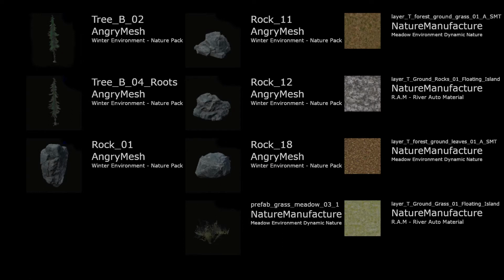Okay, here are the mainly used assets. Trees and rocks prefabs are from Winter Environment Nature Pack developed by R.A.M, and the background mountains are from this package. Also, some grass from Meadow Environment Dynamic Nature and river oat material from NatureManufacture.